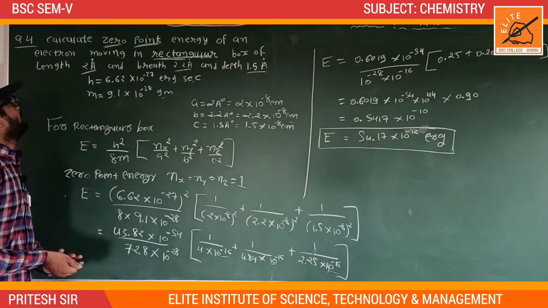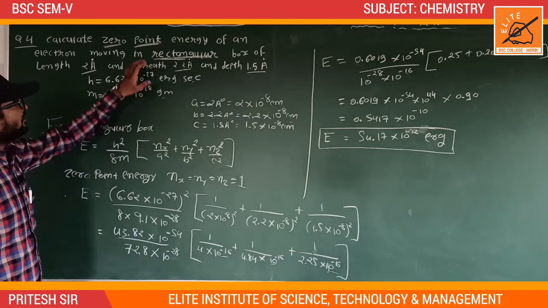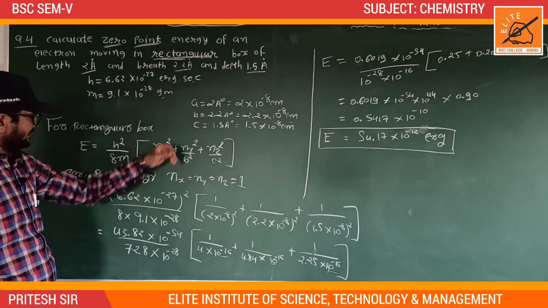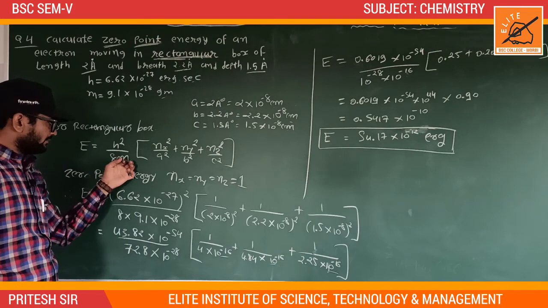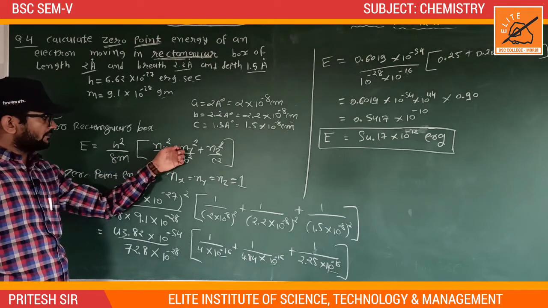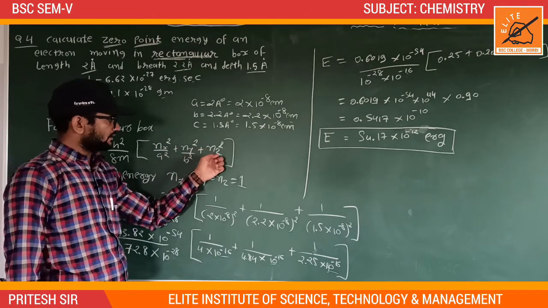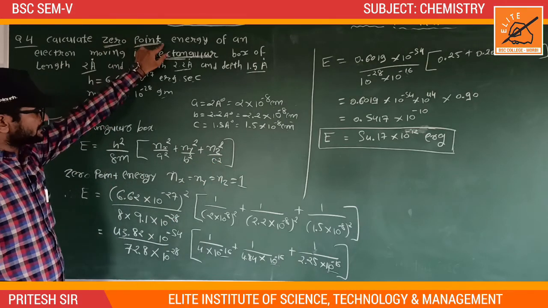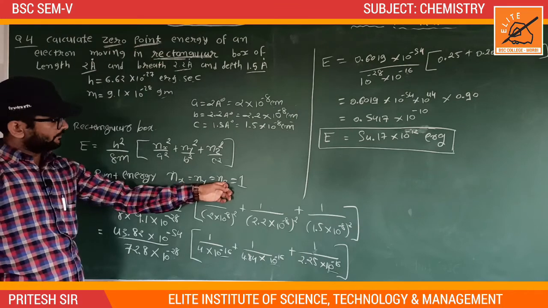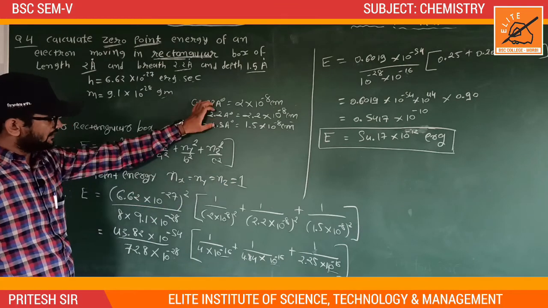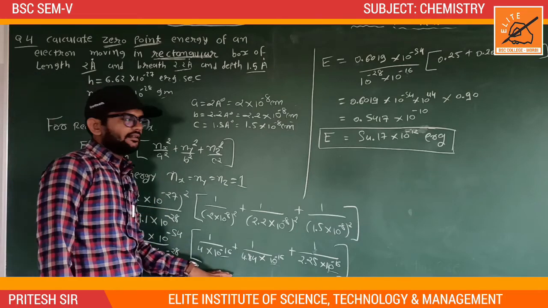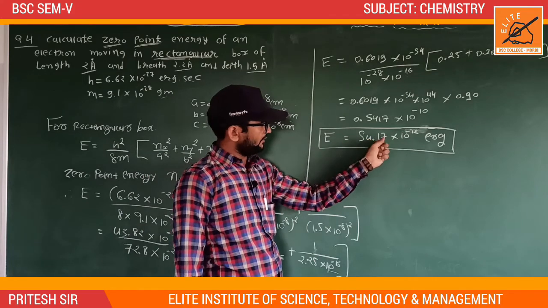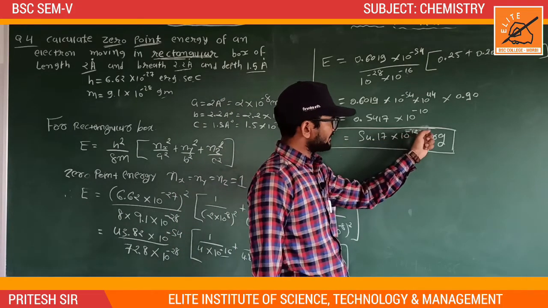so in this sum, calculate the zero point energy of an electron moving in a rectangular box. So for a rectangular box, the energy equation is equal to h square upon 8m into bracket nx square upon a square plus ny square upon b square plus nz square upon c square. So here in this case, for zero point energy, it means the values of nx, ny and nz are all equal. Okay, so put the values of all terms and finally we get the value of energy is equal to 54.70 into 10 to the power minus 12 erg.